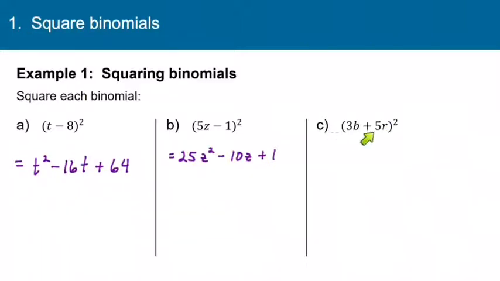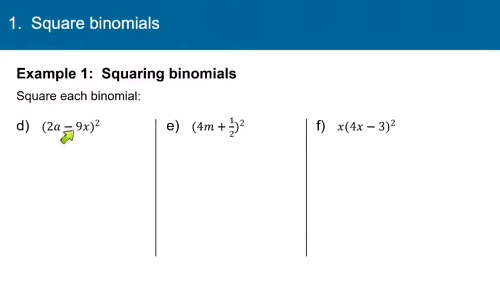For part C, we say 3b times 3b is 9b squared. For the middle term, we say 5r times 3b would be 15br. And then we multiply that by 2. That would give us 30br. And then for the last term, we say 5r times itself would be 5r times 5r. That's positive 25r squared.